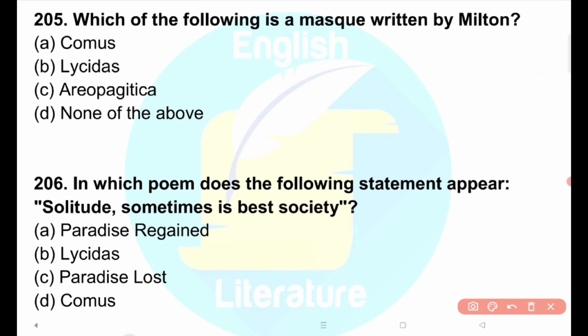Which of the following is a masque written by Milton? Option A, Comus, 1634, is a masque, a form of dramatic entertainment popular in the early 17th century. It was written for the Earl of Bridgewater's children and performed at Ludlow Castle.